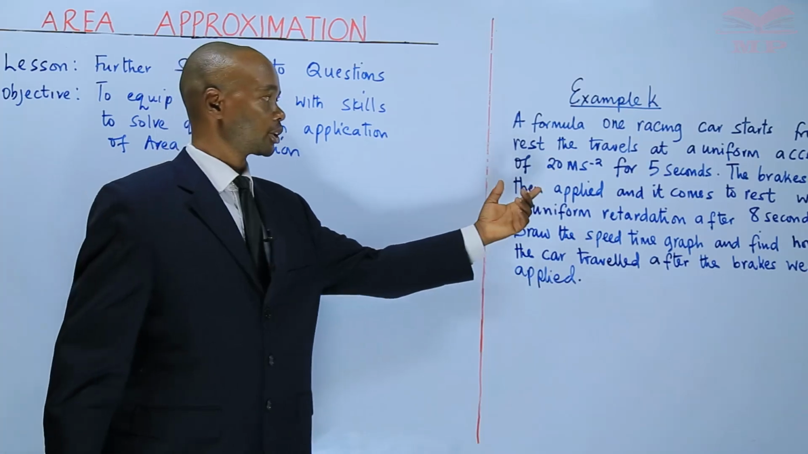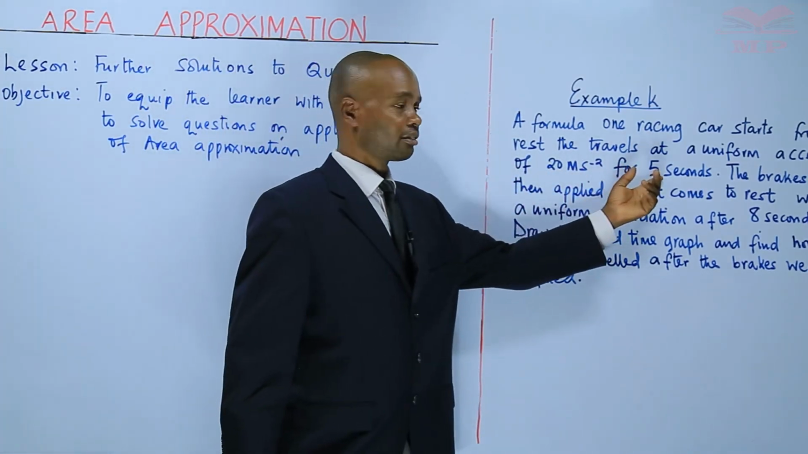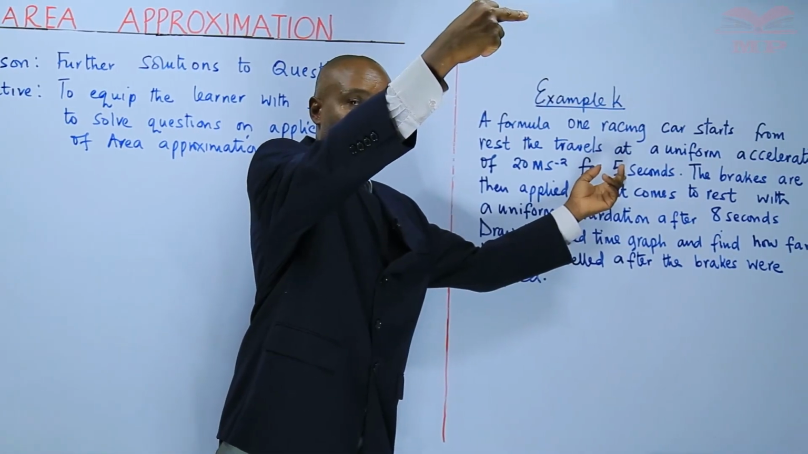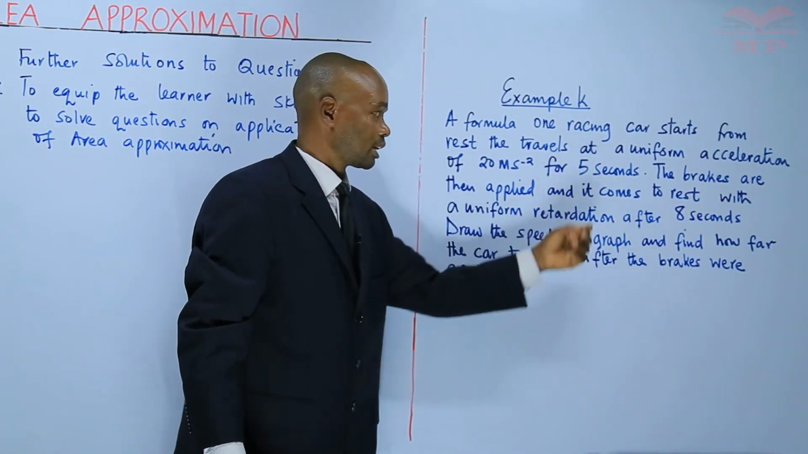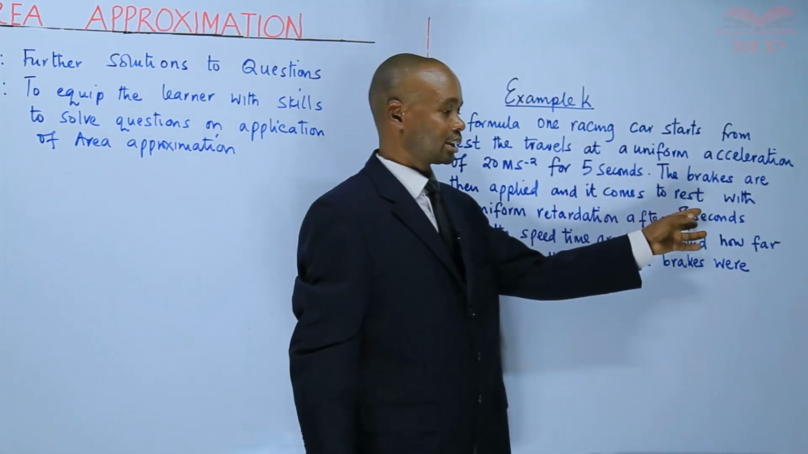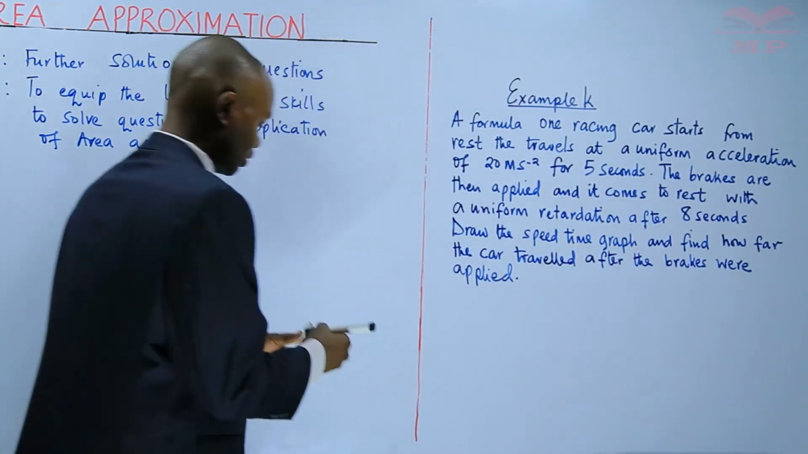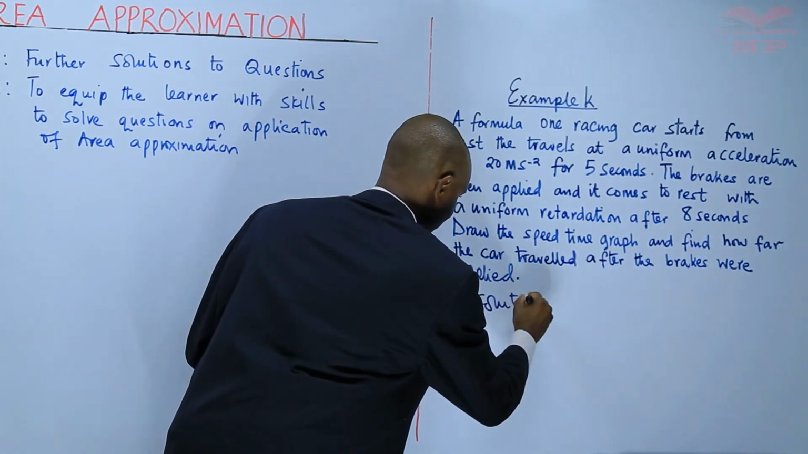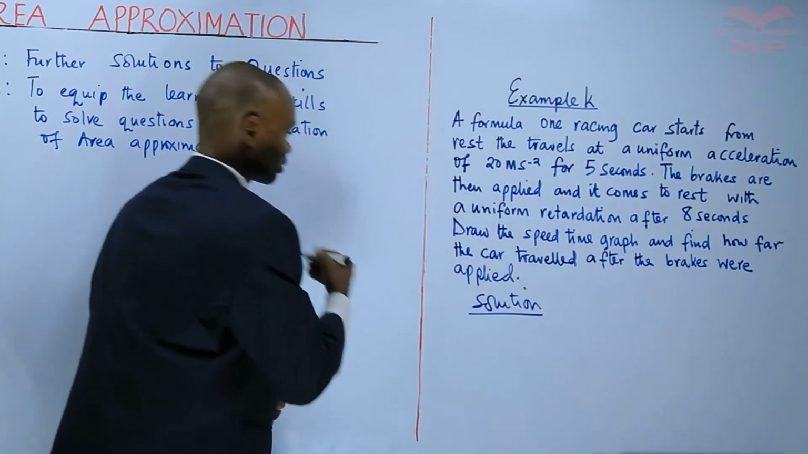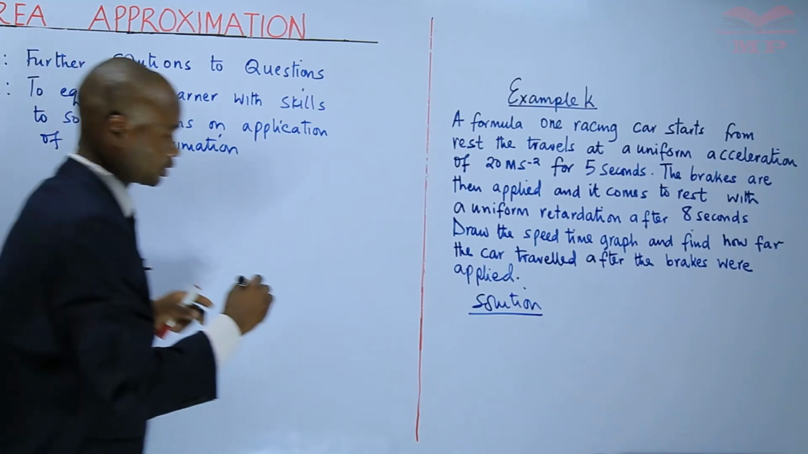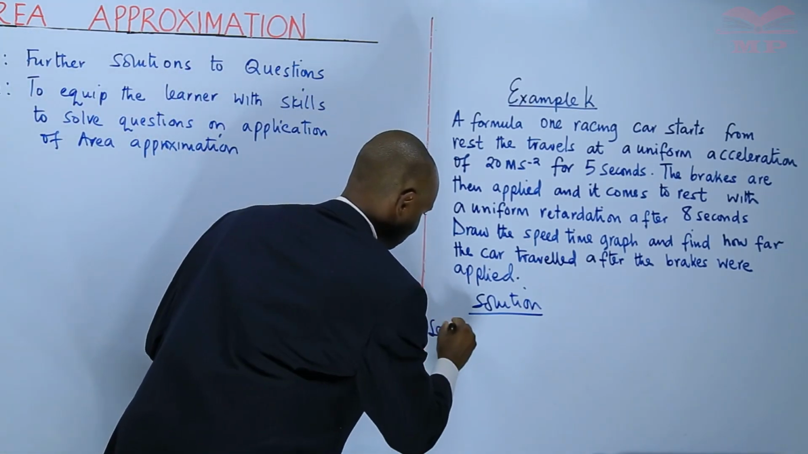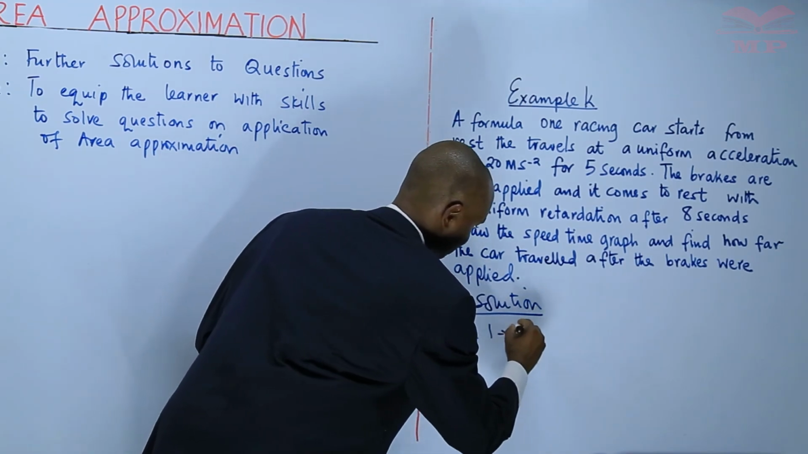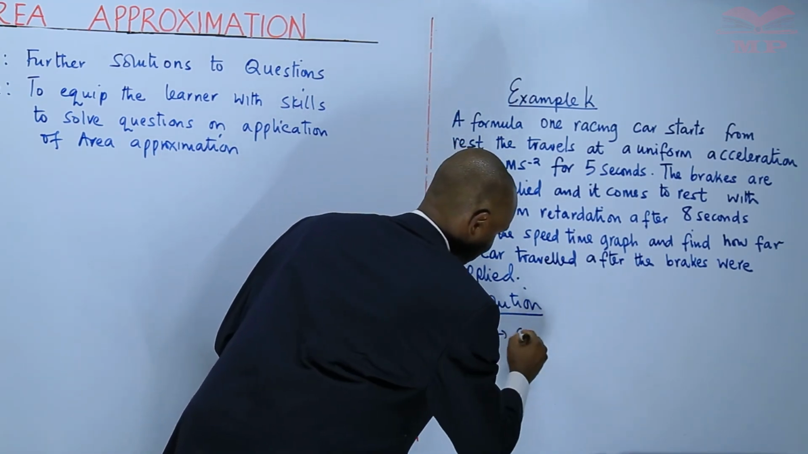So we go back to the question. We have 5 seconds when the car accelerated to the maximum. Then brakes were applied and it decelerated for 8 seconds. So you realize in the solution, you should work out something to equip you to get the graph. In the solution, we have section 1, which you can call the acceleration section.